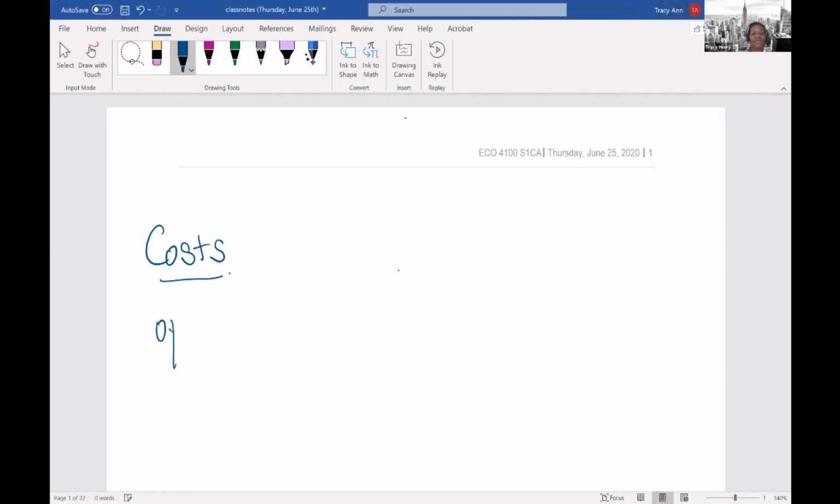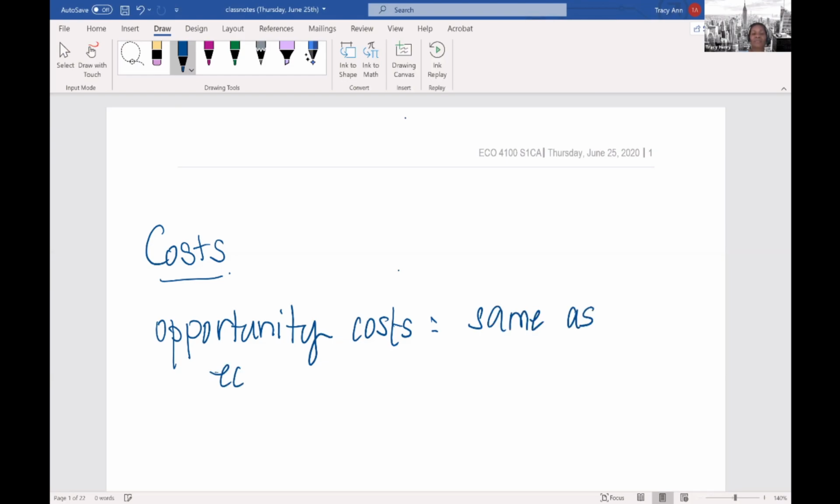So when we talk about our opportunity cost, it's the same as your economic cost. And it's also then your implicit plus your explicit cost.